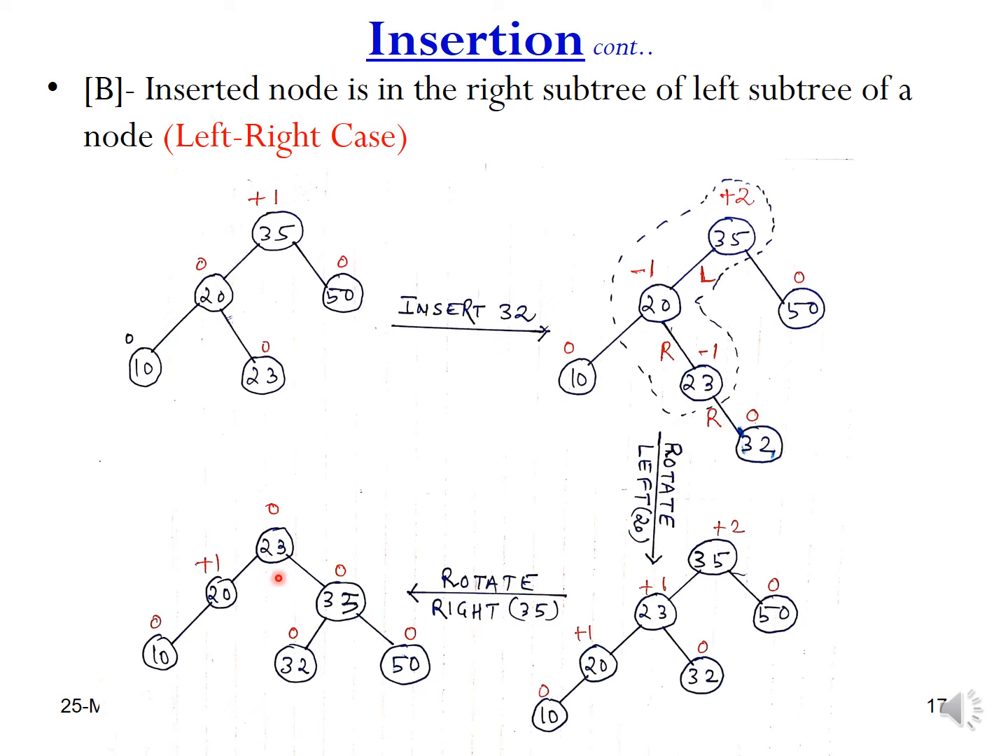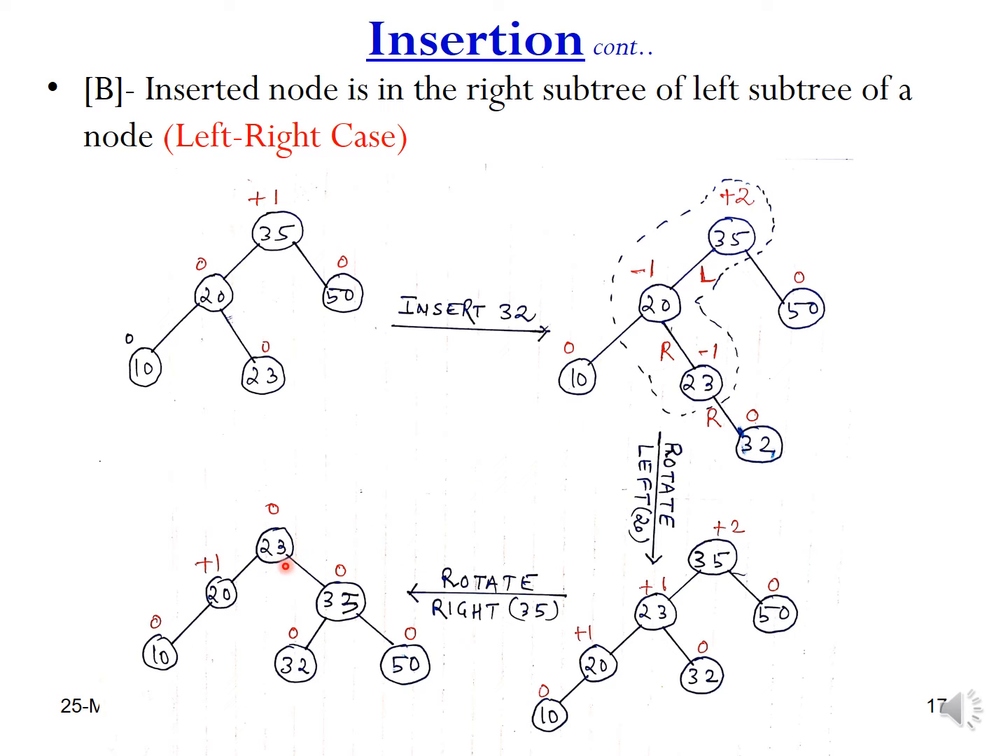So it comes out to be like this: 23, 20, 35, 32 and 50. Now this is an AVL tree. As we were saying, we were considering only these three nodes, so we can find the mid, which is 23 out of these three, and we can directly go here in a simple way.